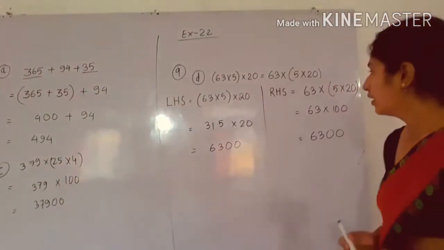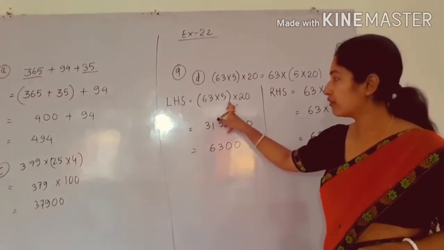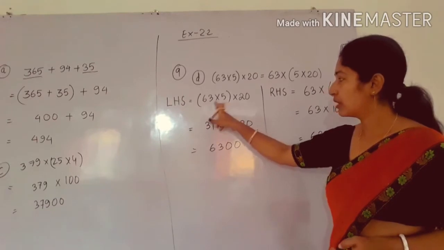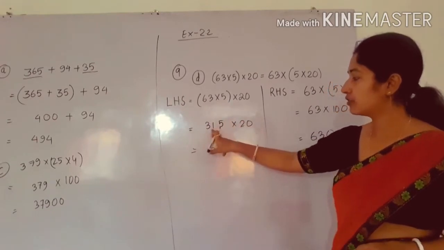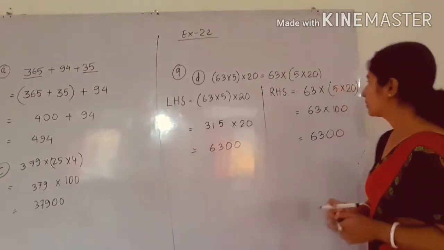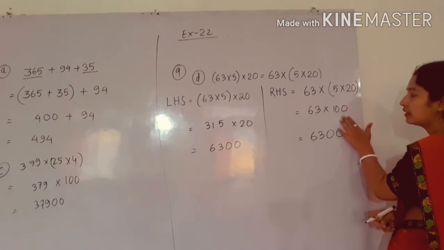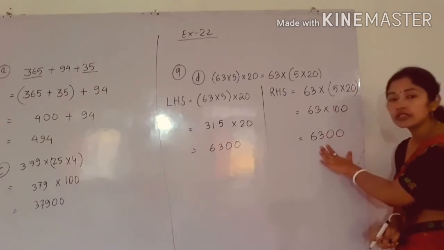So see, in left hand side part, a bracket is there. You have to solve the bracket first. So by multiplying the two numbers, you will get 315. 315 into 20 is 6300. Similarly, in right hand side part, in bracket we have 5 into 20. So that is 100. 100 into 63 is 6300.